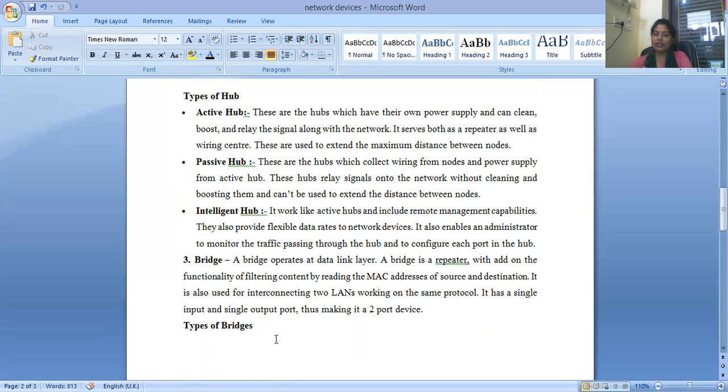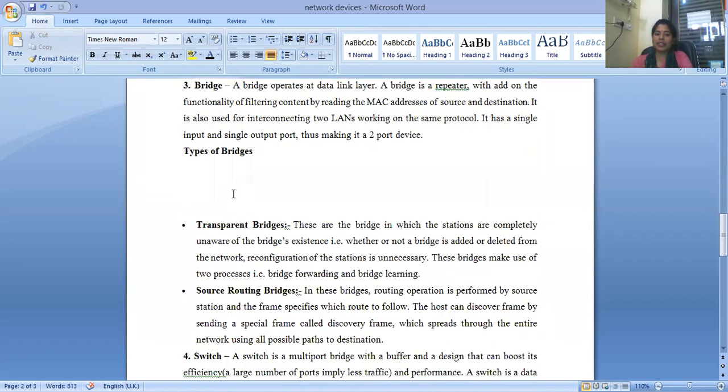It is also used for interconnecting two LANs working on the same protocol. It has a single input and single output port, thus making it a two-port device, same as the repeaters. Clear? So, types of the bridges. How many types of bridges are used here?